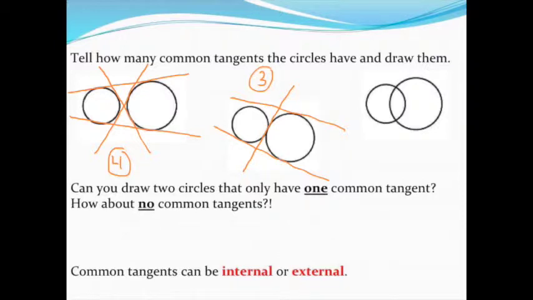And finally, once the circles start to overlap, there's only 2 common tangent lines I can draw. Both on the outside like that of the 2 circles. So there's only 2 right there.